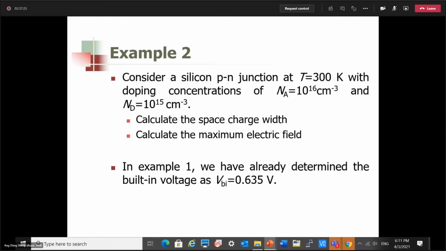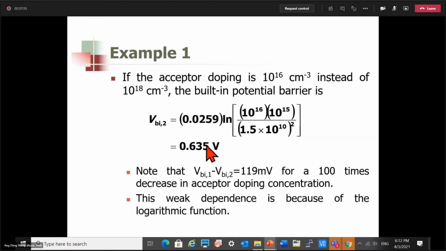Let me go through example 2. In example 2, you are asked to calculate the width of the space charge region as well as the maximum electric field at this PN junction, where the P side doping is 10 to the power 16 and the N side doping is 10 to the power 15. Let's do the calculation. In the first example, we already determined the built-in voltage VBI at 0.635. You just saw this calculation.